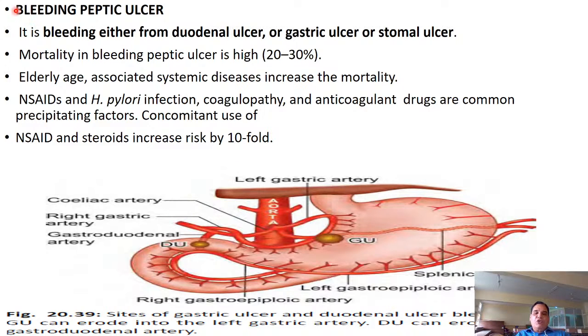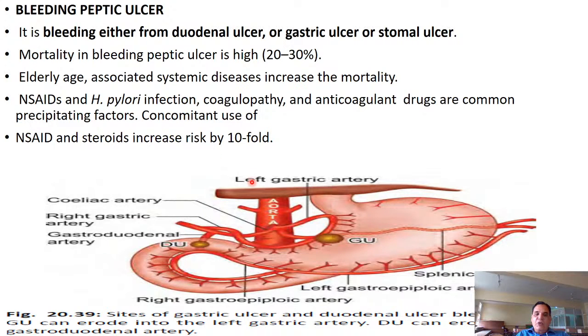So in short, if you just want to understand bleeding peptic ulcer, this is either from a duodenal, gastric or a stomal ulcer. This is the entity because so many patients are operated on for anastomosis. Anastomosis can also form an ulcer and can bleed. What is so important? Mortality 20 to 30%, very high. More mortality in old age. Commonest cause is H. pylori and NSAID. Anticoagulant drugs, which the patient has to take because of angioplasty, can be one of the causes. And NSAID and steroid increase the risk by 10-fold. That is why we should rarely advise these drugs to a patient for chronic use. For a short-term use of 3 days, no issue.